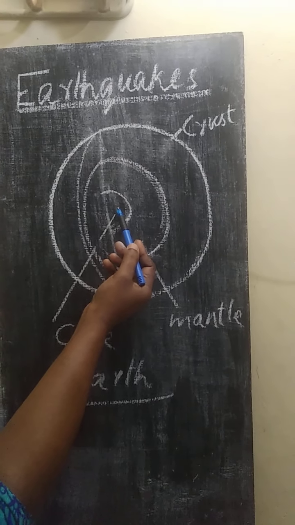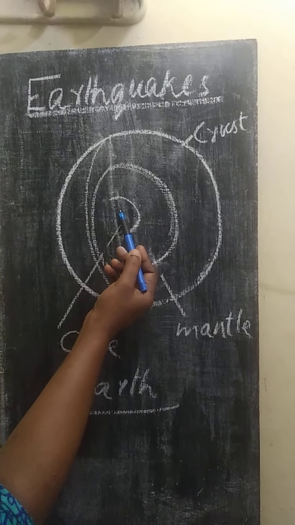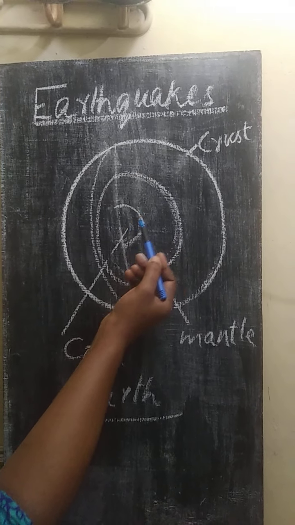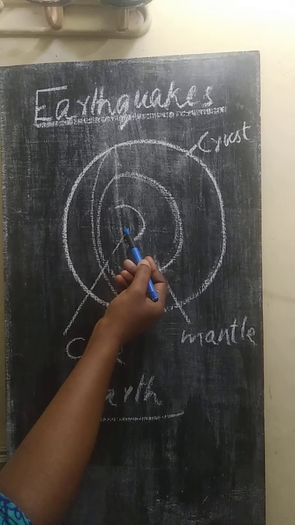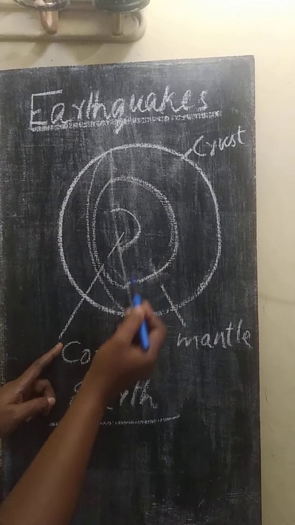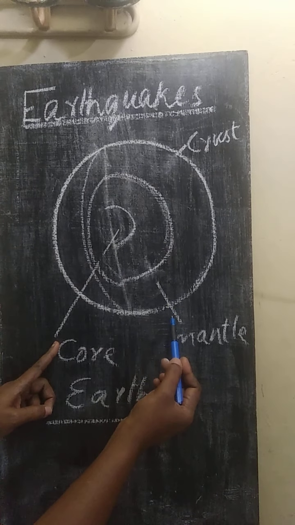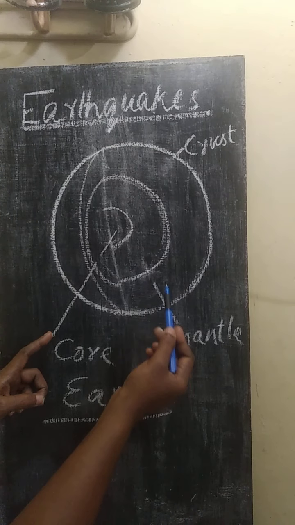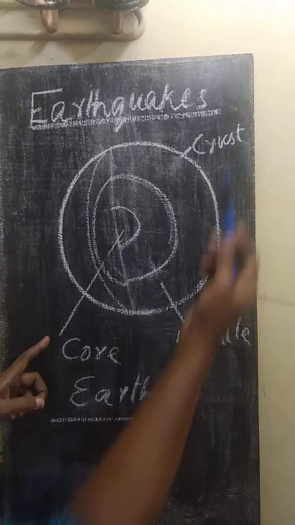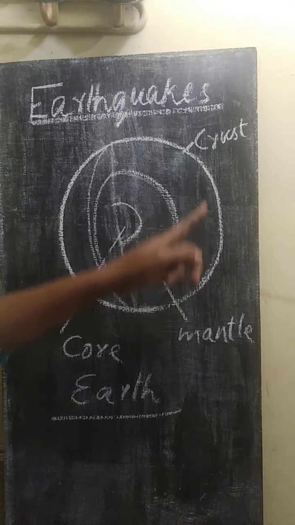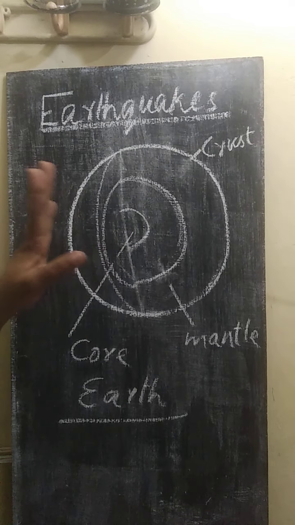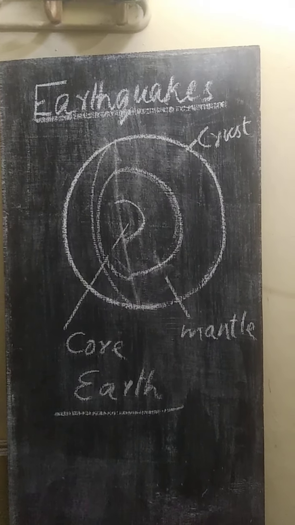So this is the internal part, and it has an outer layer and an inner layer. That layer is called the core, with the inner core and outer core. Then comes the mantle. The mantle is the middle portion, and the outermost part is called the crust. So crust, mantle and core are the 3 different layers of the earth.